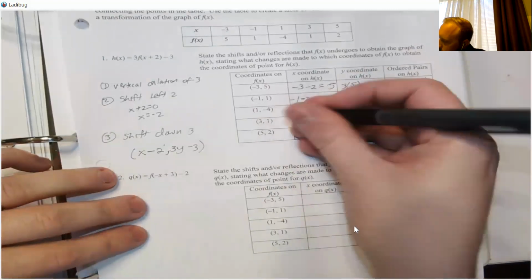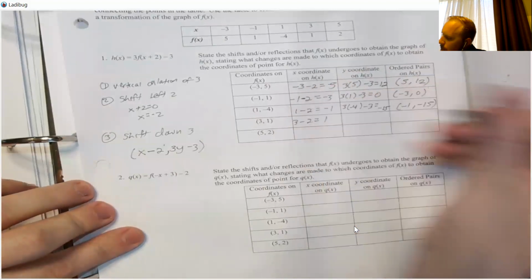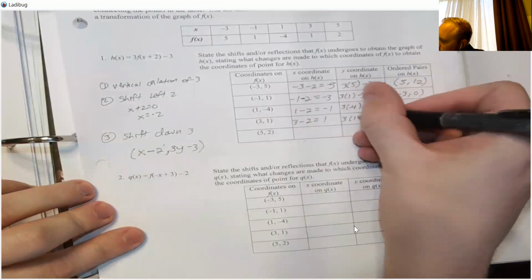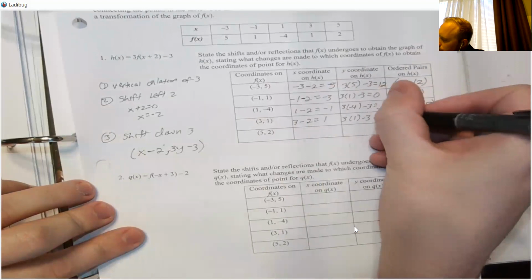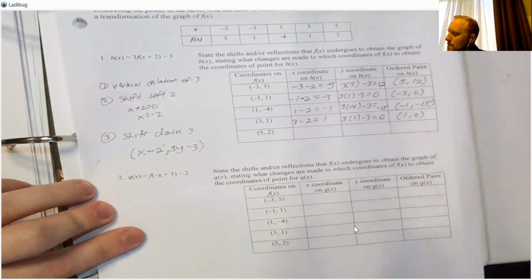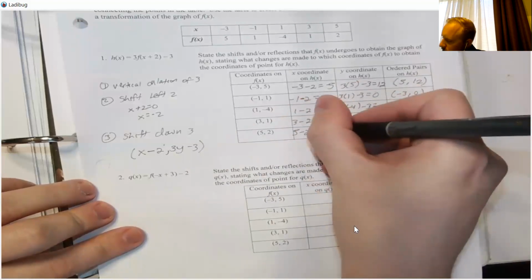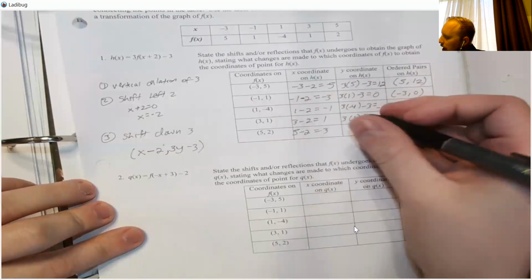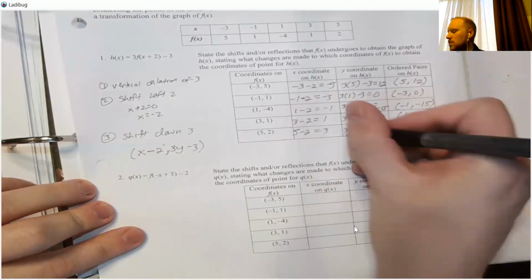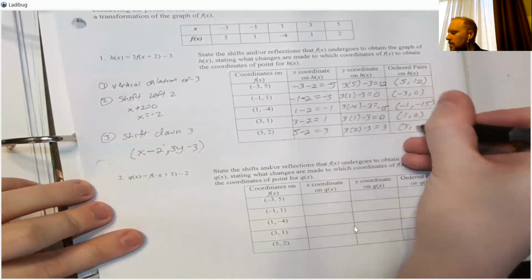And then we have 3 minus 2, which gives us 1. Our y value is 3 times 1 minus 3, which gives us 0. So our point would be (1, 0). Then 5 minus 2 gives us 3, and our y value is 2, so that's 3 times 2 minus 3. 3 times 2 is 6, minus 3 is 3. So our point would be (3, 3).